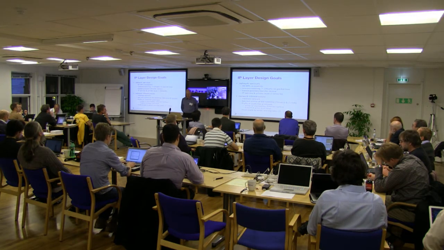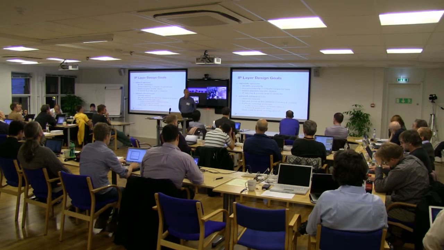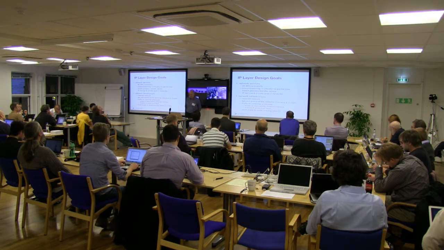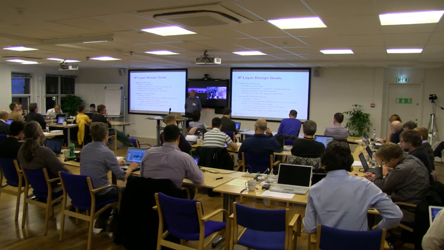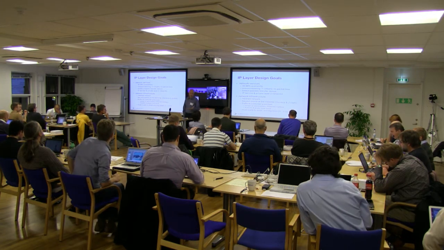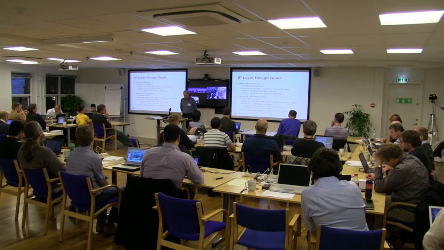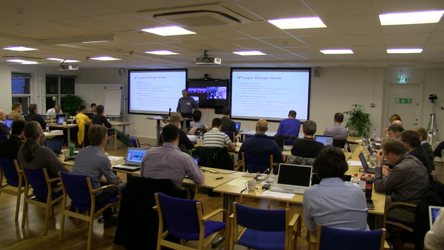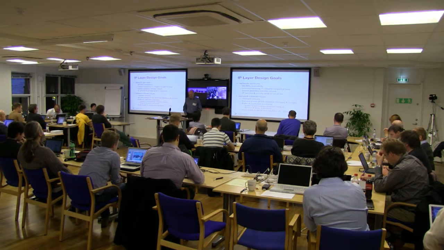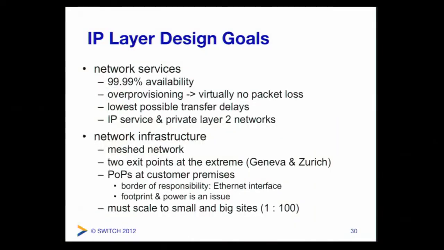IP layer design goals. What we would like to achieve, or what maybe we also have today, is of course high availability. We over-provision our network so that we have virtually no packet loss. We always want the lowest possible transfer delays, which also means the shortest physical paths are used. As Felix said, we provide IP services and also private layer 2 networks on our network.